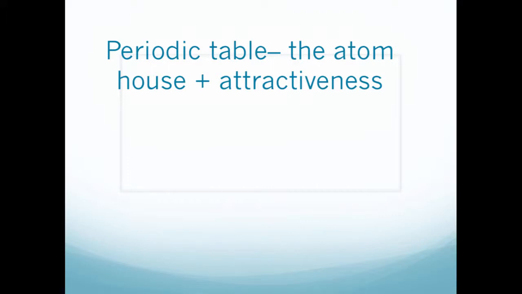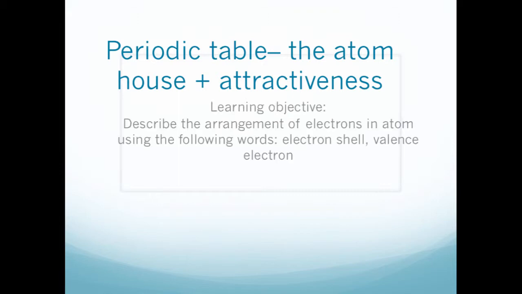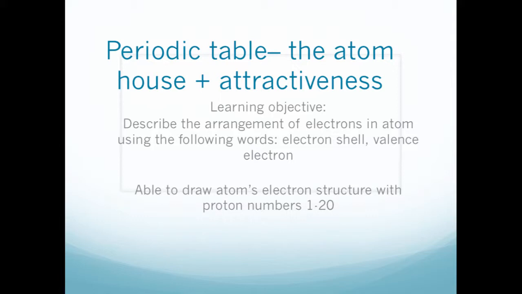So today we're going to talk about the periodic table, which is the atoms' house, and also the attractiveness of the atoms. So the learning objective of today is, firstly, you are going to be able to describe the arrangement of electrons in an atom using the following words: electron shell and valence electron. And also, you're able to draw an atom's electron structure with the proton numbers from 1 to 20. And also, you can answer the questions: how does an ionic bond form? How do atoms become ions?